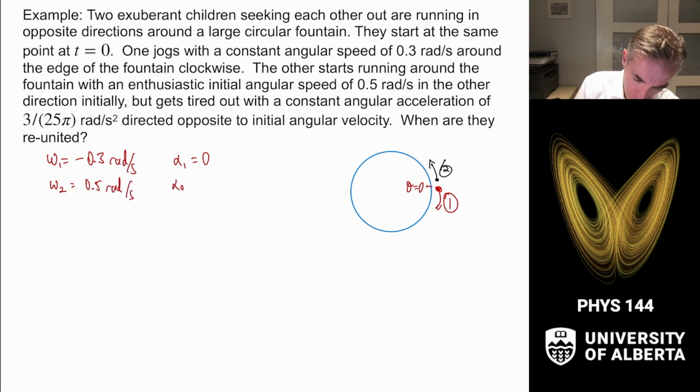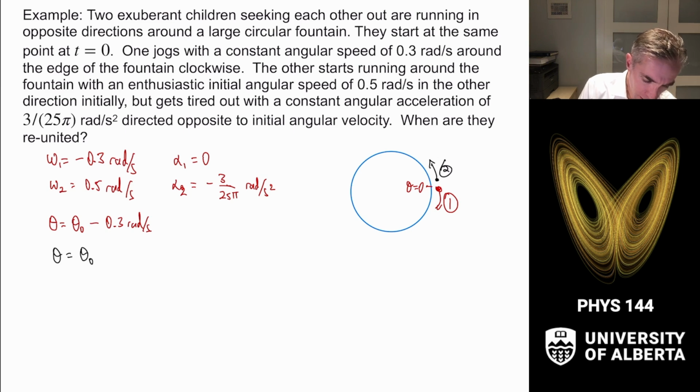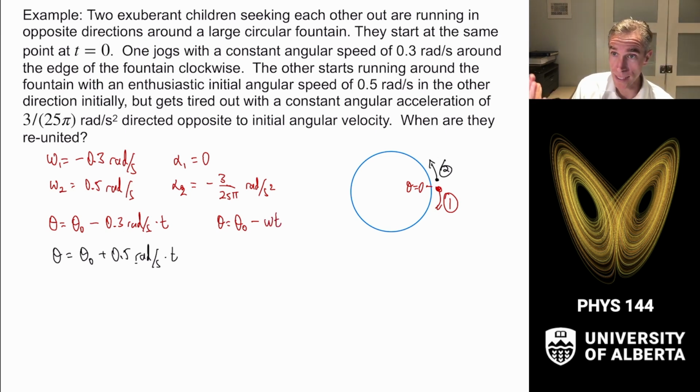And then alpha 2 is going to be negative 3 over 25 pi radians per second squared. Now this happens to be a constant angular acceleration problem, so we can just write down our equations here. For child 1, theta is equal to theta naught minus 0.3 radians per second times time. And for child 2, theta is equal to theta naught plus 0.5 radians per second times time.